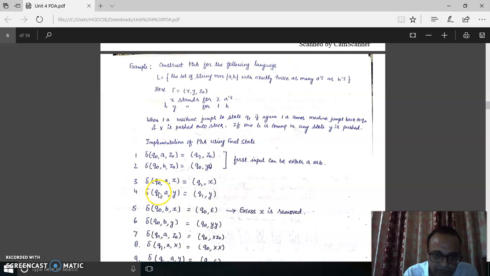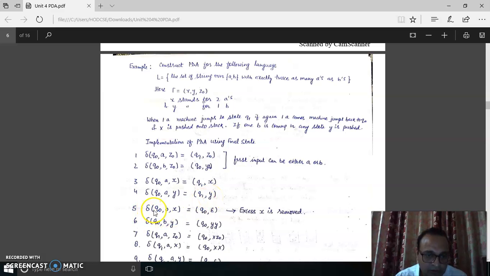Now suppose the machine is on the Q0 state, A appears, and the stack top symbol is Y. Again, for 1 A we are doing nothing. We are simply shifting to another state, that is the Q1 state, and Q1 itself represents that we have done nothing for 1 A, so that job has been pending. We perform no operation.